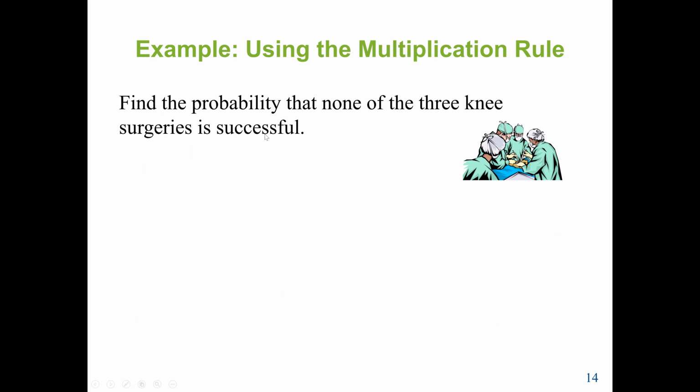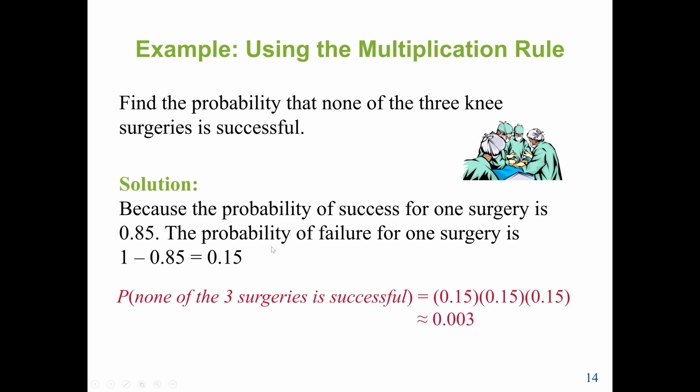Now let's find the probability that none of the 3 knee surgeries is successful. That will be 0.15. Since we know successful is 0.85, not successful will be 1 minus 0.85, which gives us 0.15. And again, all the three surgeries are independent events. So it will be 0.15 times 0.15 times 0.15, and that will give us 0.003.